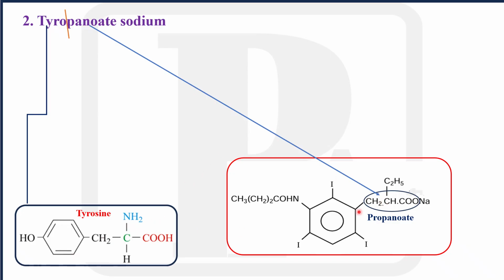So thyropanoate has tyrosine and also propanoate. Now compare tyrosine with this, compare the aromatic ring. Here both have the same aromatic ring, that is the benzene ring. But tyrosine has a hydroxy group at the para position, whereas here that is absent. Instead of the hydroxy, it has 4 substituents, 3 iodines with 1 butanamide. Another change is that the amino group is replaced by ethyl. And it is a sodium salt, that's why this H is replaced by Na.